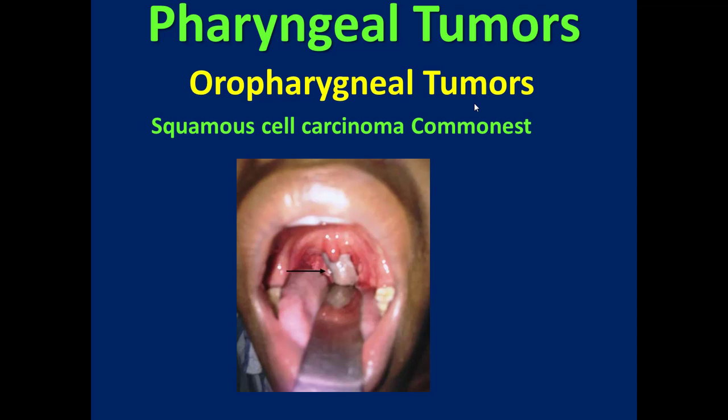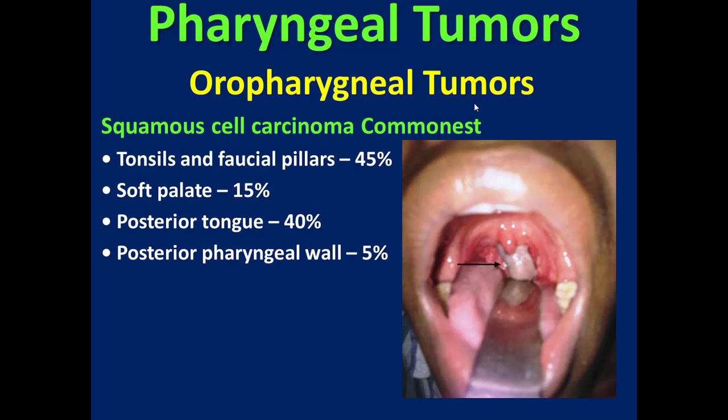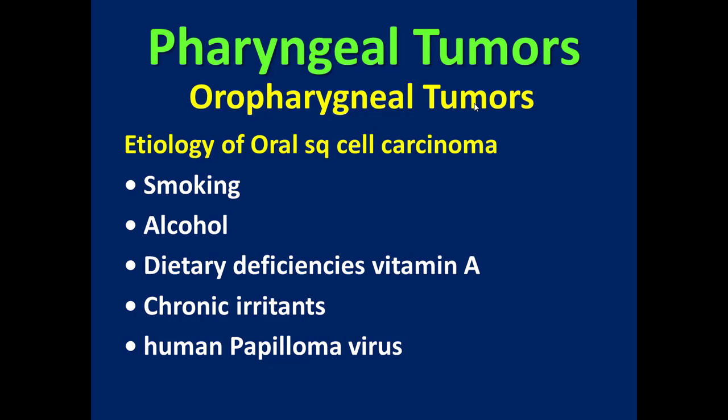This photo shows squamous cell carcinoma on the left tonsil and on the right tonsil. And squamous cell carcinoma is the commonest tumor. The site may be the tonsil, soft palate, posterior third of the tongue, and the posterior pharyngeal wall in the oropharynx. The etiological factors for the squamous cell carcinoma of the oropharynx are smoking, drinking of alcohol, vitamin A deficiency, chronic irritation, and the human papilloma virus.